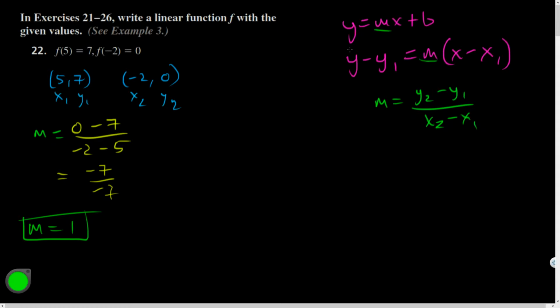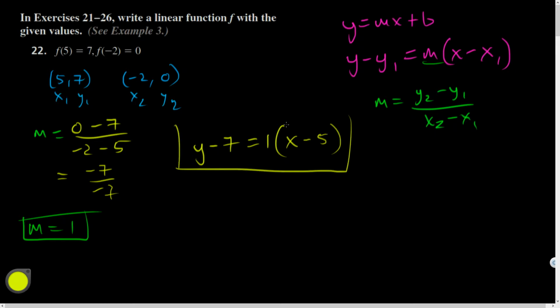either here or here, but we're dealing with point slope form, so we're using this one today. So I'm going to plug that in, and I can pick either of these points for y1 and x1. Doesn't matter which. I'll use the 5, 7 today. So I'm going to write y minus 7, the opposite of y1, equals m, which is 1, parentheses, x minus x1, so that's minus 5. Remember, it's the opposite. So here's a point slope form answer.